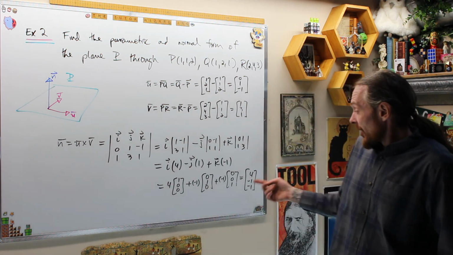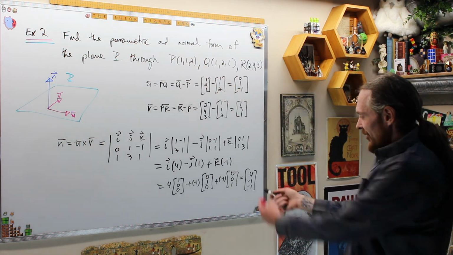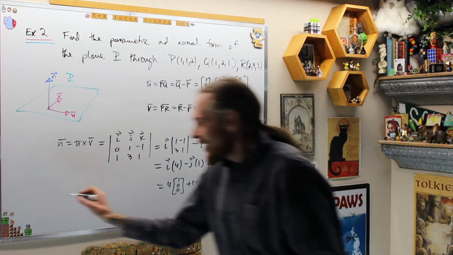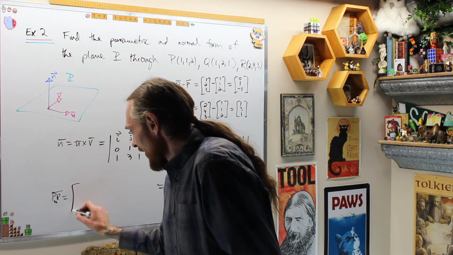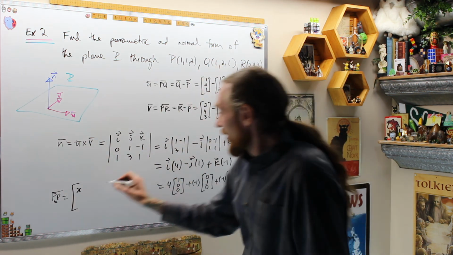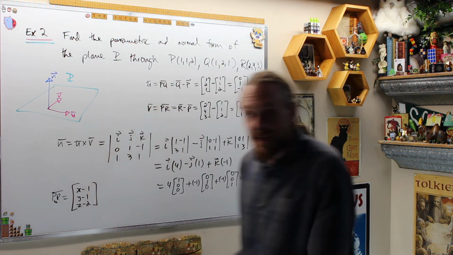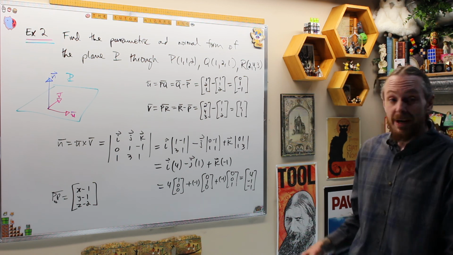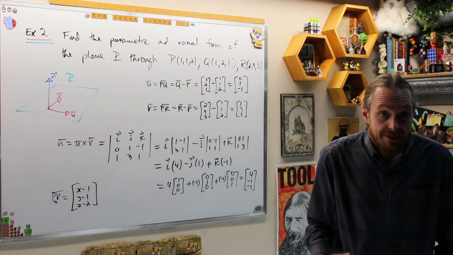Now what do I do with that? Once I have their cross product and I have a point, everyone always forgets because they're so happy because they have the cross product, you also need p minus p naught, which is the vector x minus 1, y minus 1, z minus 2. Don't forget p minus p naught. Therefore, n dot product this guy equals 0 is the normal equation of that plane.